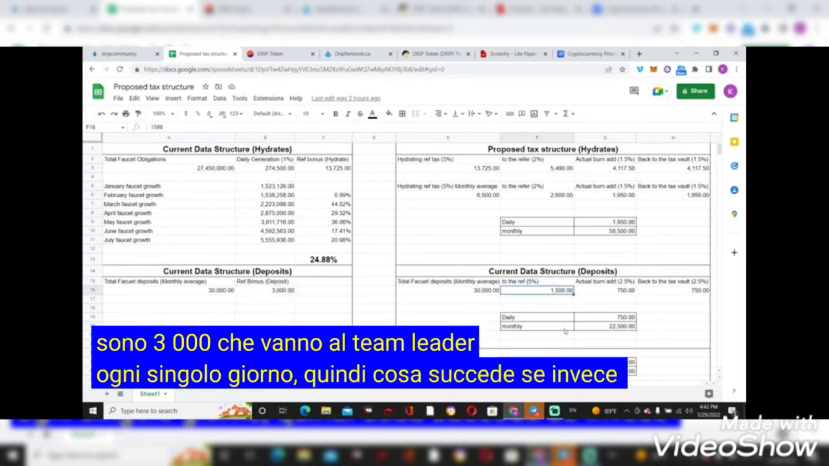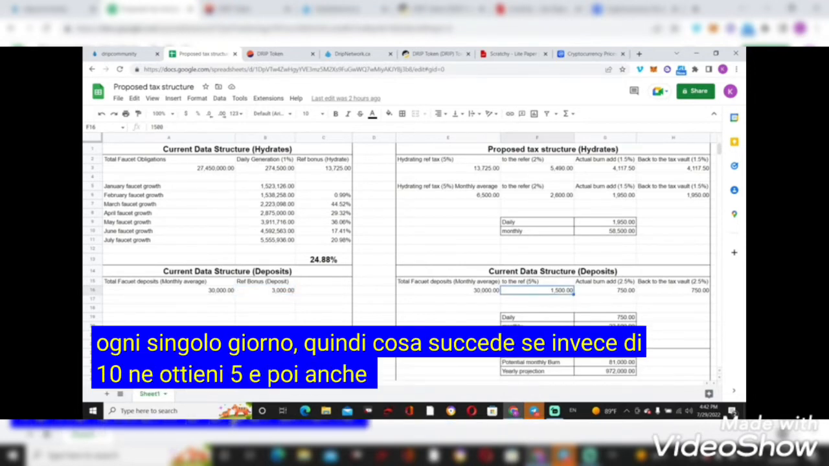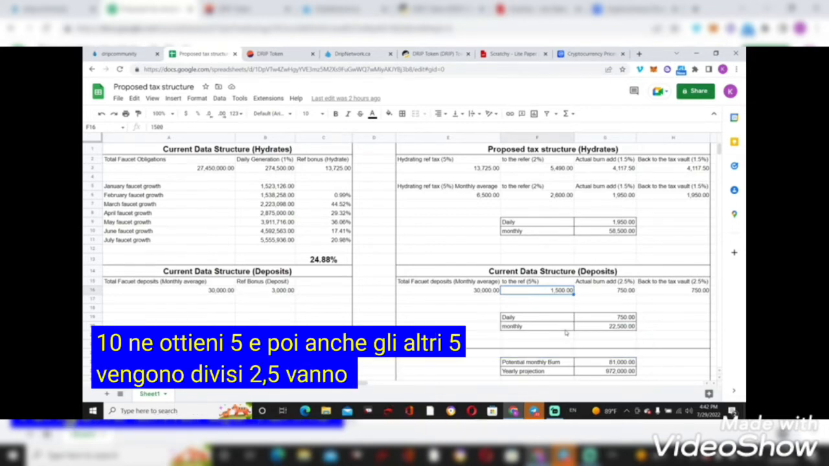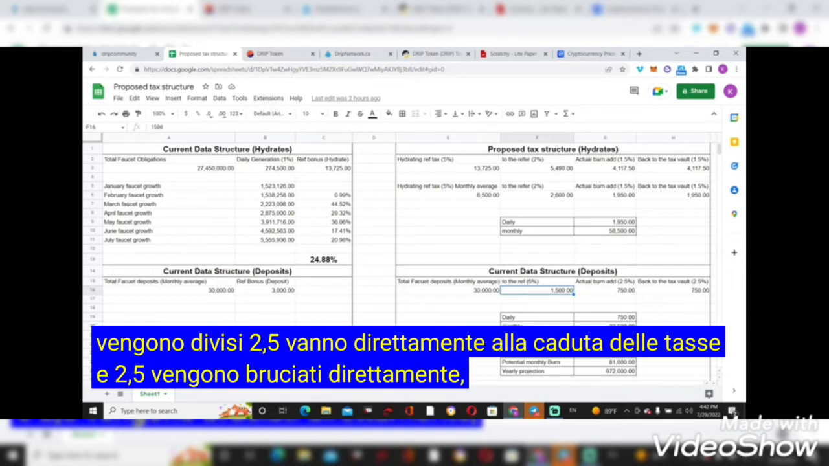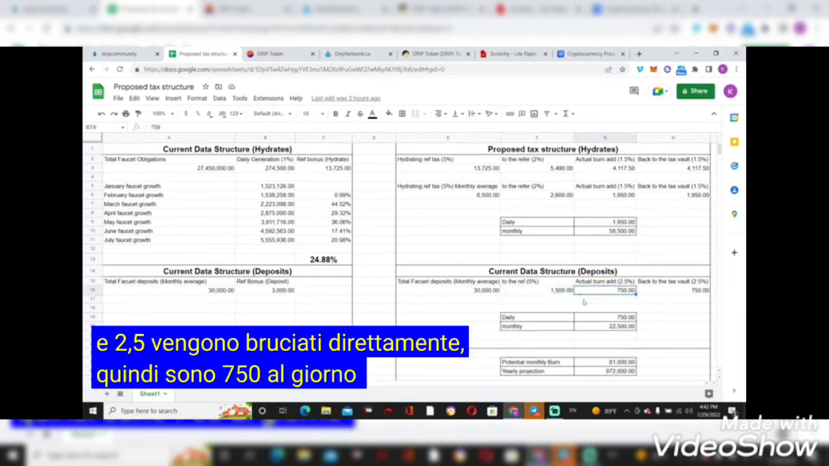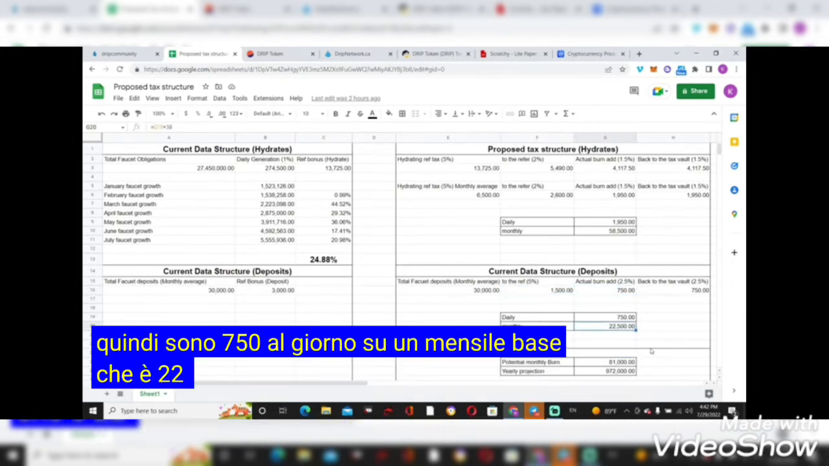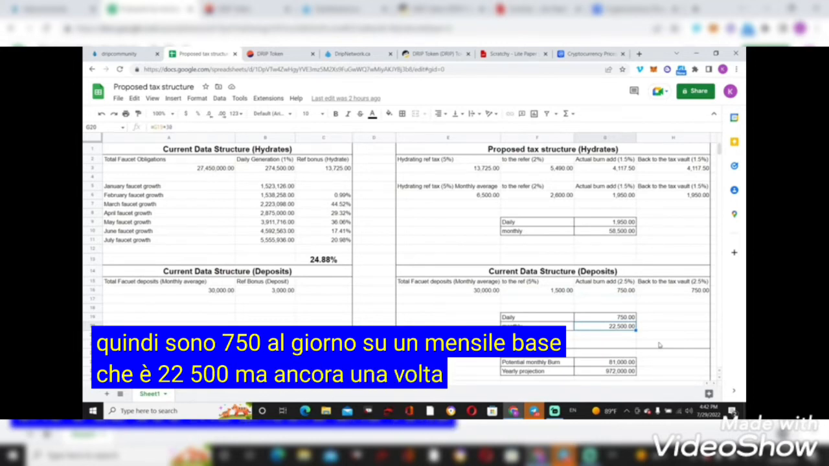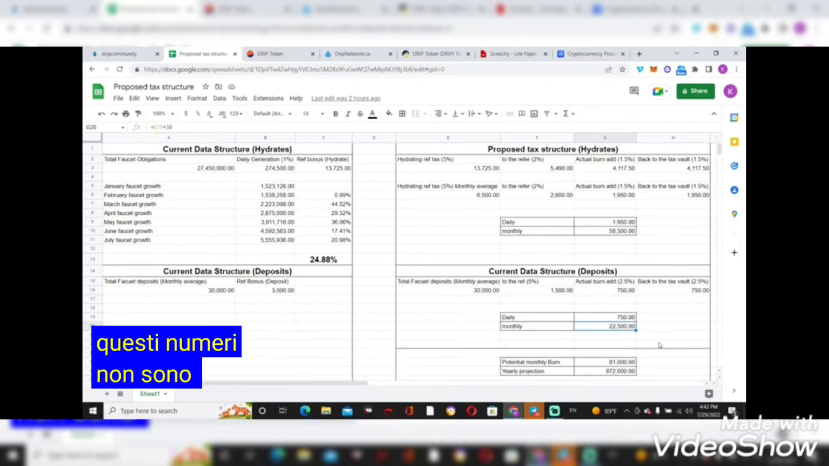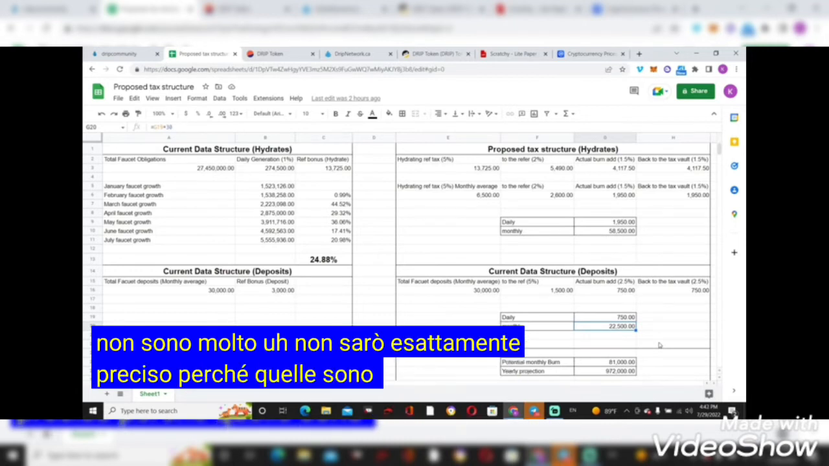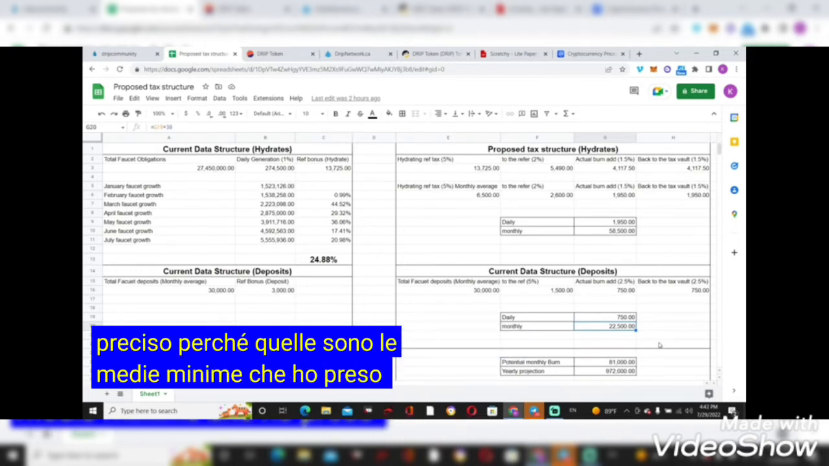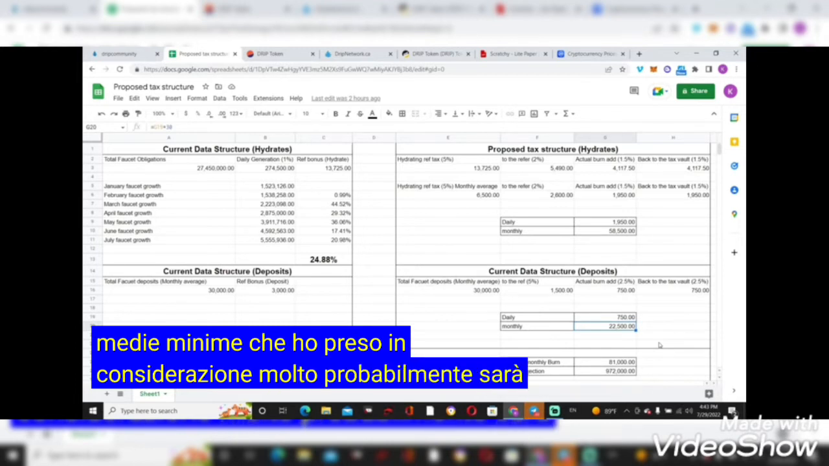So what if instead of 10 you get 5, and then the other 5 is also split? 2.5 goes to the tax vault directly, and 2.5 is directly burned. So that's 750 a day. On a monthly basis, that's 22,500. But again, these numbers won't be exactly accurate because those are the least averages that I took into consideration. It will most probably be higher than this.